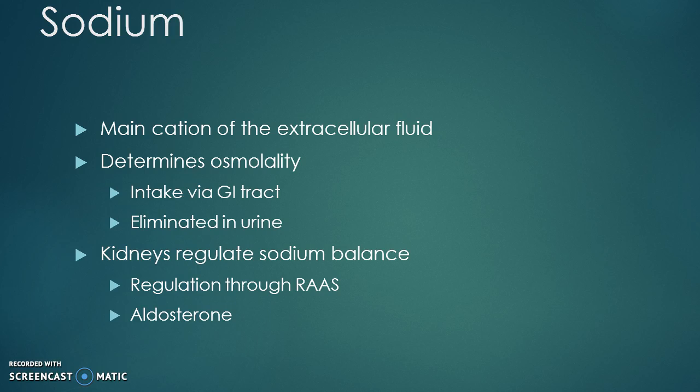With sodium, the intake is mainly through the GI tract, and if we look at our diet, what do we get sodium from? We get it from salt on our French fries. We get it from our meats. We get it from our vegetables. We get it from a lot of different places. It is also eliminated in the urine, and this is where the kidneys come into play.